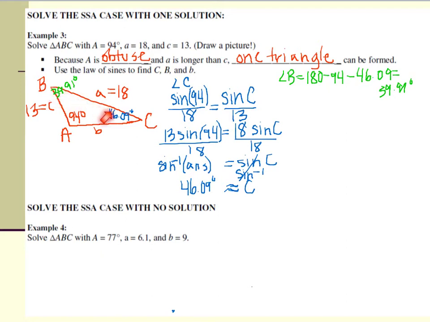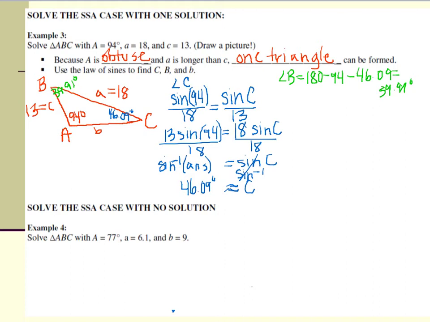So let's check here. We know angle B, we know angle C, we know angle A, we know side C, we know side A, we need side B. So let's use our law of sines again and make another proportion. Sine of 94 over 18 equals, now we're going to use these two, sine of 39.91 over B. So let's do that last one.